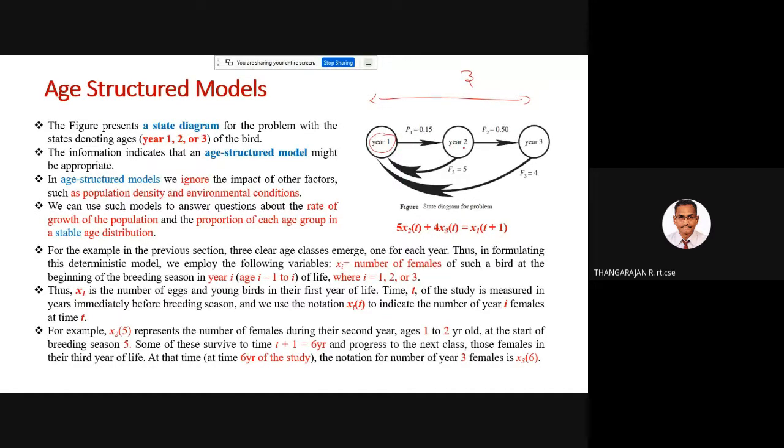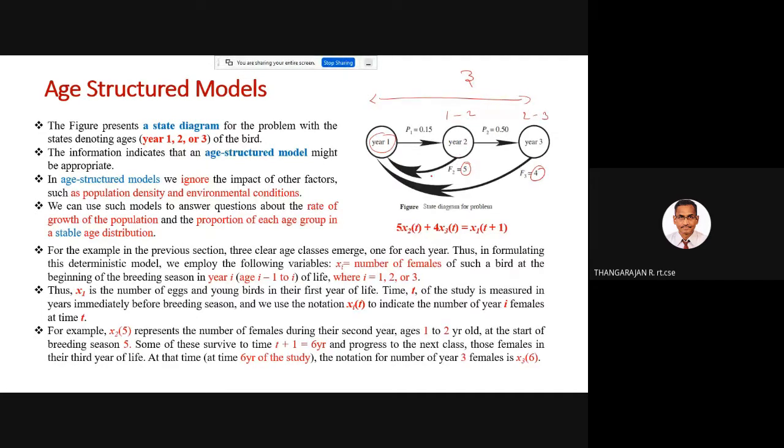When the bird is 2 years old, in the interval 1 to 2 years, the bird can lay eggs. How many eggs can it lay? It can lay 5 eggs. And in the period 2 years to 3 years, the bird can lay 4 eggs. So when a bird in the period 1 to 2 is young, it can lay eggs, so it lays 5 eggs.